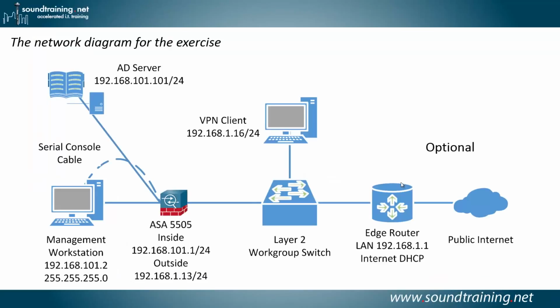Here's our network diagram. As you can see, you'll need a management workstation connected to the inside interface on a Cisco ASA. I'm using a 5505, but any of the ASAs will work. You'll also need an Active Directory server. Frankly, you could probably do this with any Kerberos server, but I'm using a Windows Server 2012 box running Active Directory for Kerberos, and it will also need to be connected to the inside interface on the ASA, and you'll need an external VPN client. Optionally, you might want to have internet access, but that's not required for the exercise.